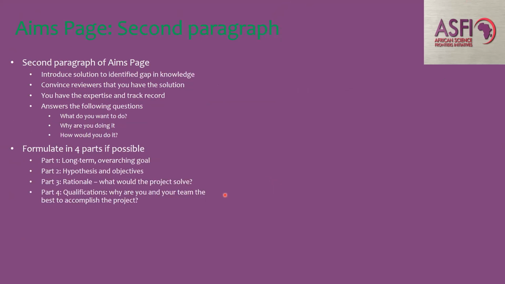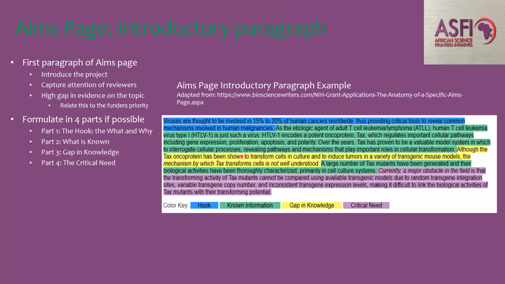All right, let's go to the next, second paragraph. This is the paragraph that introduces the solution to what you have identified in the first paragraph. You have identified this problem here, and then you have finalized that paragraph with a critical need. Currently, a major obstacle in the field is that the transforming activity of Tax mutants, which are described here, cannot be compared using available transgenic models due to random transgene integration site, variable transgene copy number, and inconsistent transgene expression levels, making it difficult to link the biological activities of Tax mutants with their transforming potential. So there is a critical need here.